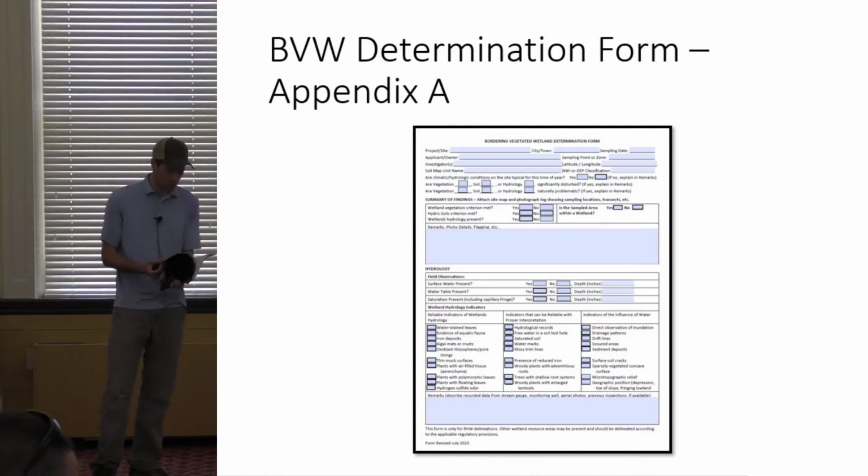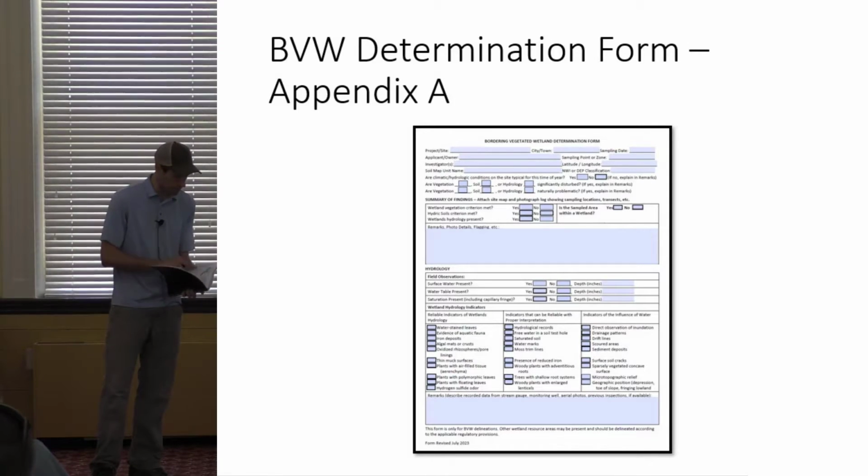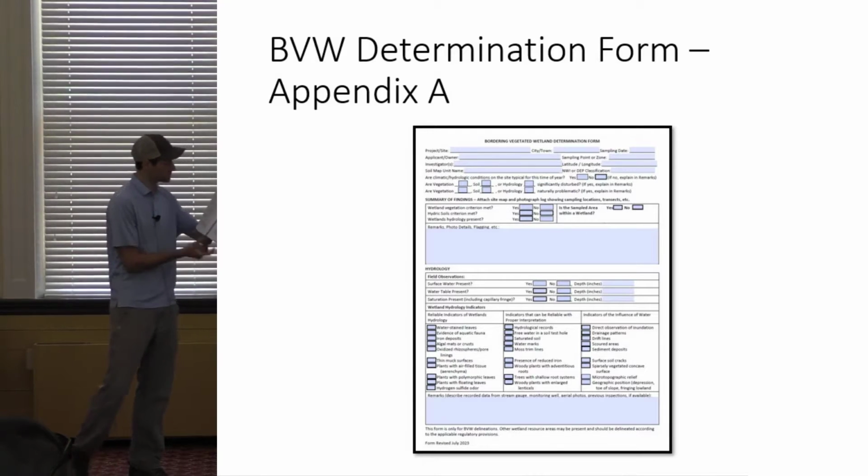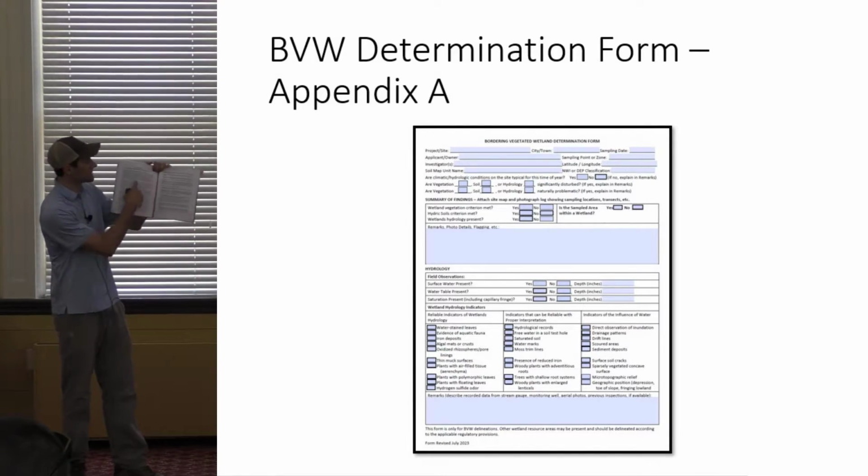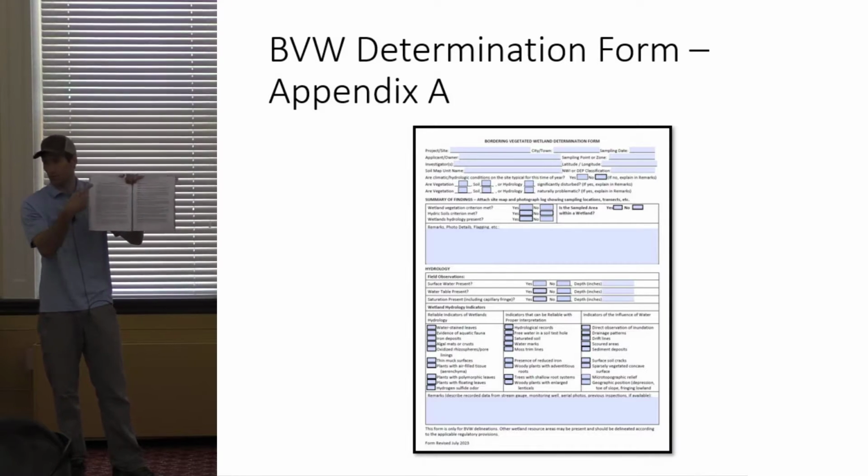When you're reviewing these submittals, I'd recommend looking at the instruction sheet. So this is at the beginning of Appendix A. There's 6 pages of instructions here. And so as you're reviewing it, you can look at every single box and see if you have what you need.